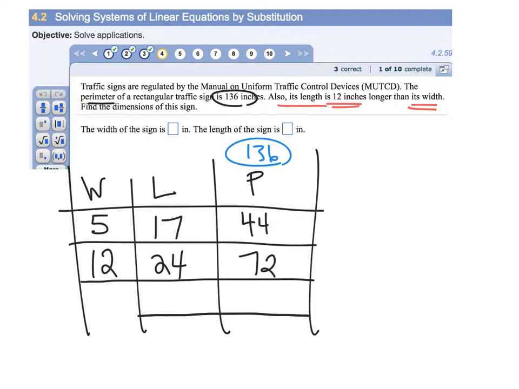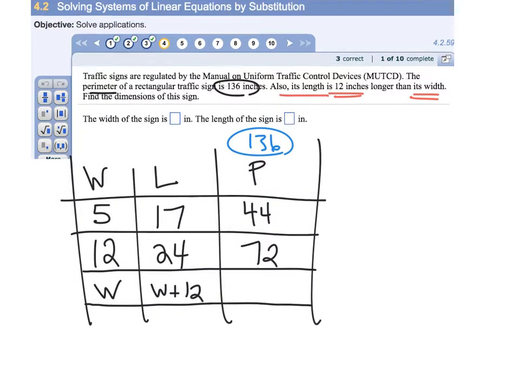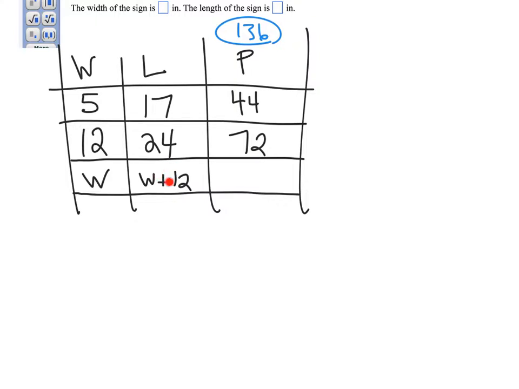But I'm getting tired of guessing. So let me just guess W. So what does that mean the length is going to be? Well, the length is going to be W plus 12, because it's got to be 12 inches longer than the width. Now, how are we going to calculate our perimeter?